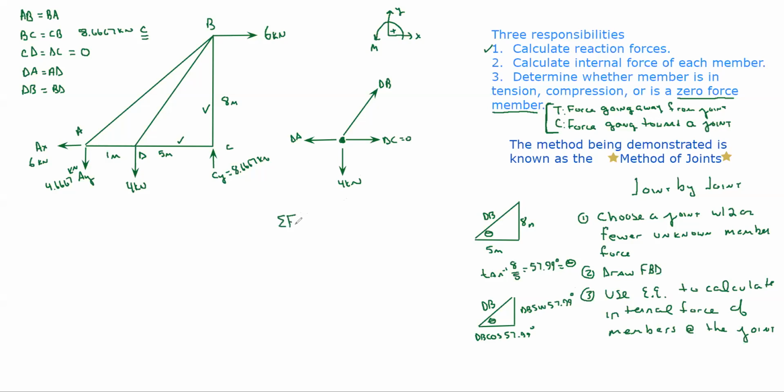A couple things I noticed right away. The summation of the forces in the x direction is equal to DA plus 0, which was DC, plus DB cosine 57.99 degrees. That summation is equal to 0. That doesn't help us because that gives us two unknowns here. So we might be stuck looking at the y direction. Summation of force in the y direction: negative 4 kilonewtons plus DB sine 57.99.